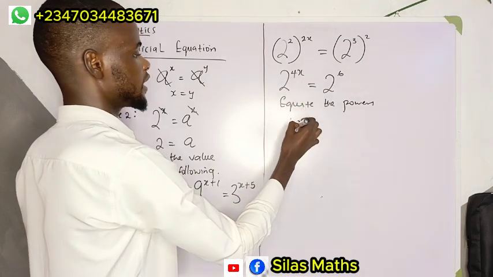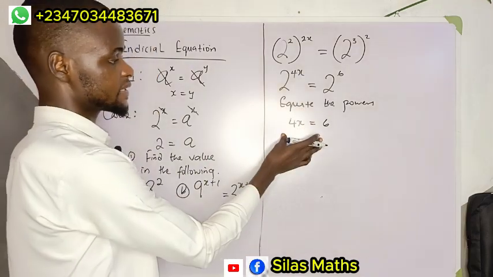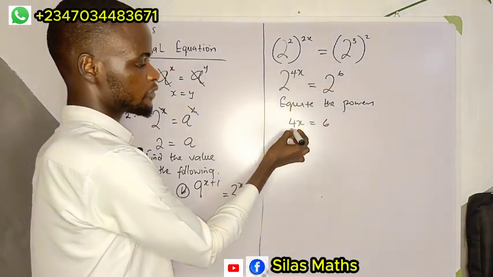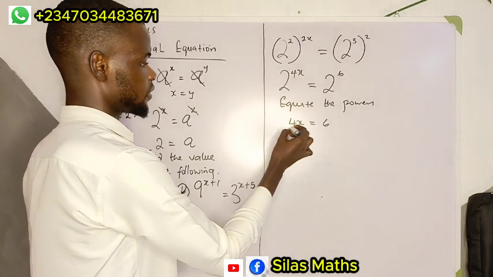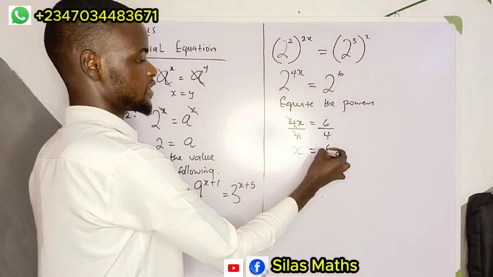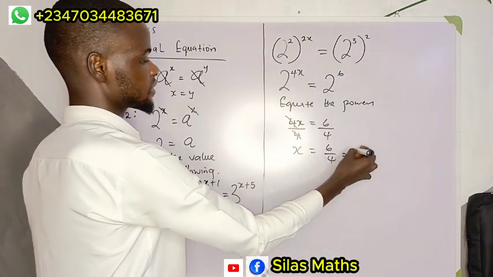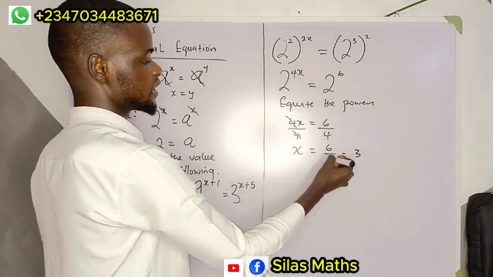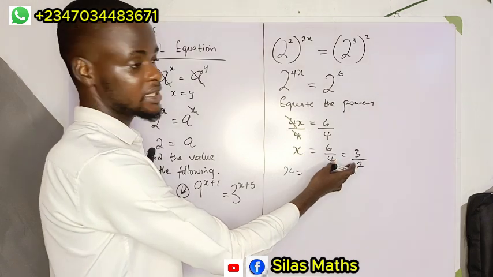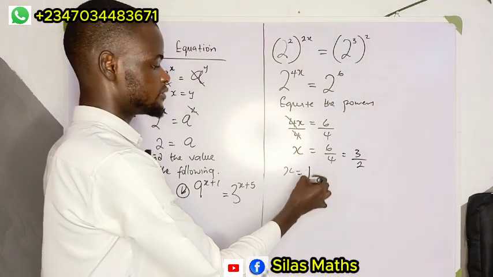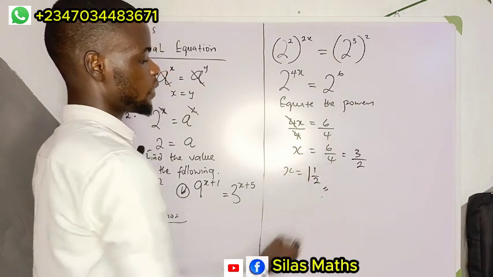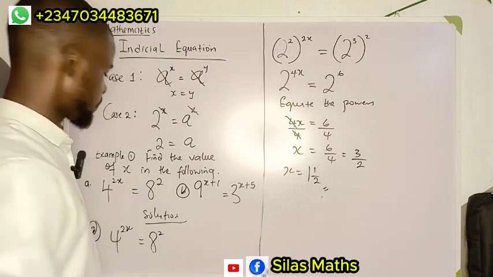We will now have 4x equal to 6. For us to find the value of x, we divide both sides by the coefficient of x, and the coefficient of x here is 4. So we divide both sides by 4, so that x will be left alone. We have x equal to 6 over 4. And 2 can divide: 2 into 6 is 3, and 2 into 4 is 2. Expressing this as a mixed fraction, 2 into 3 is 1, remainder 1. So that will give me one whole number 1 over 2. So that is that for this one.